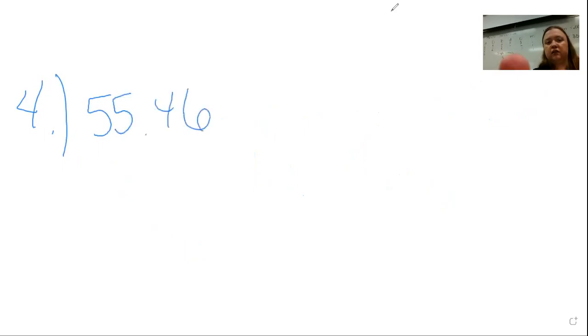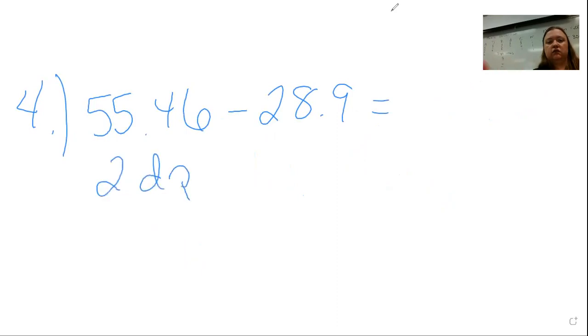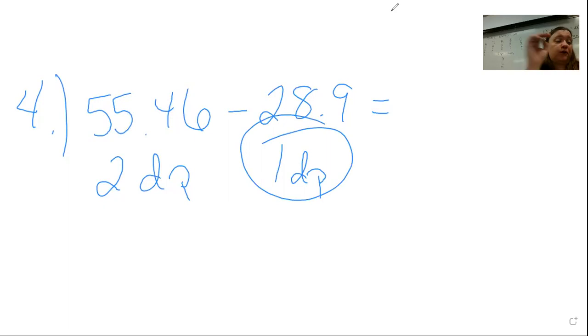Number 4. We are subtracting. Again, addition and subtraction are the same rule. So 55.46 minus 28.9. 55.46 has 2 decimal places. 28.9 has 1 decimal place. So in our answer, we need to round it to 1 decimal place because our fewest decimal places is 1.